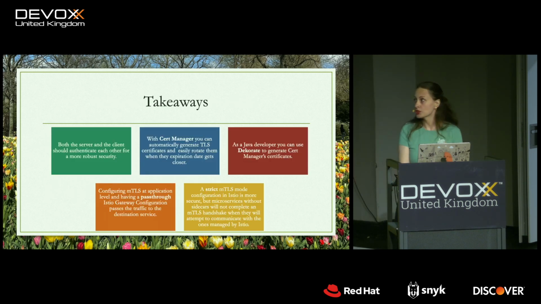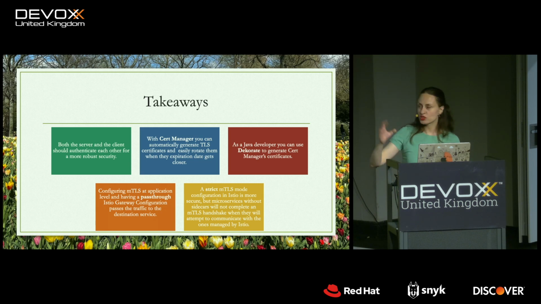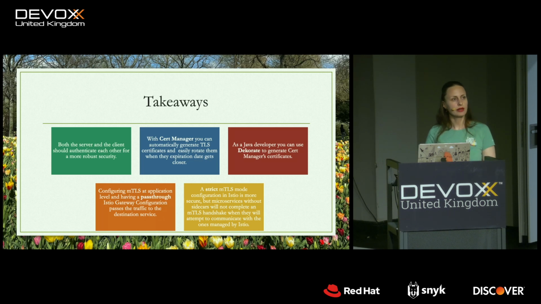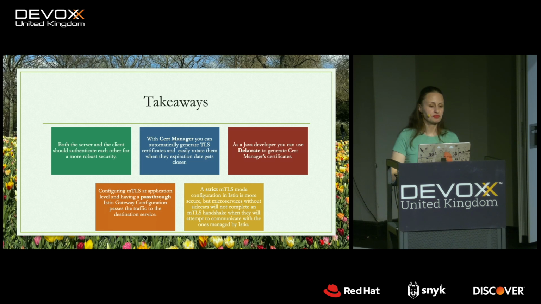Moreover, there are some takeaways that I want to have from the session. I'm not sure if it's visible in the back, but I'll share the slides. If you start at application level, like I did, and I'll share the code, by the way, both the server and the client should authenticate each other for more robust security. So it's for mTLS. With Cert Manager, as I told you, you can automatically manage your TLS certificates and rotate them. If you are a Java developer, you can use Dekorate to generate the certificates, so you don't have to write YAML all the time.